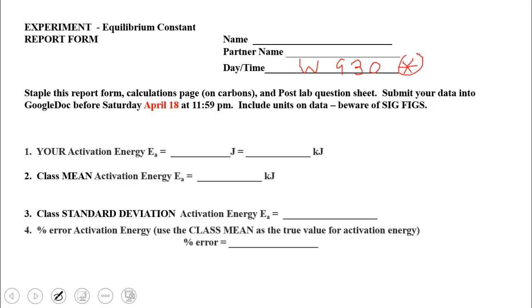So you are going to be submitting your data by Google Docs. So again, you get points attributed to that. If you fail to do that, you and your partner will lose some points. So decide who's going to submit it.